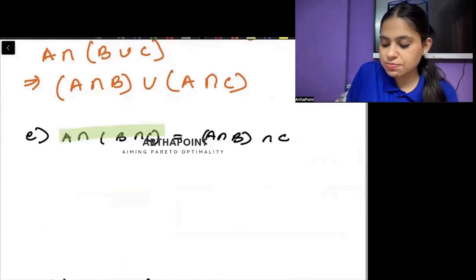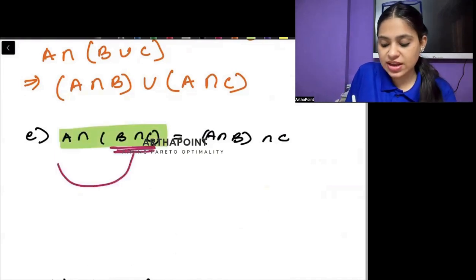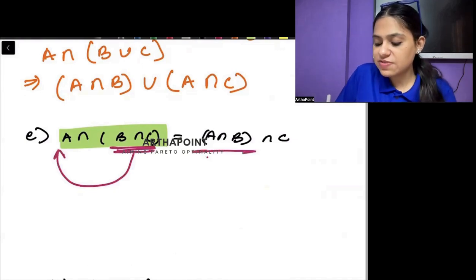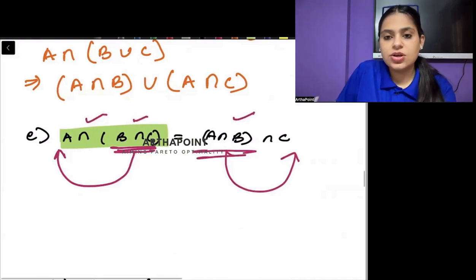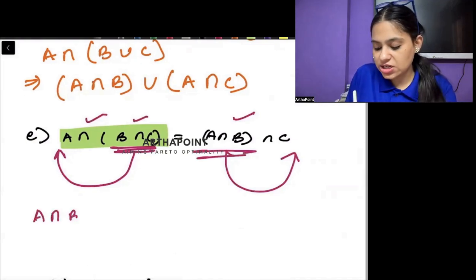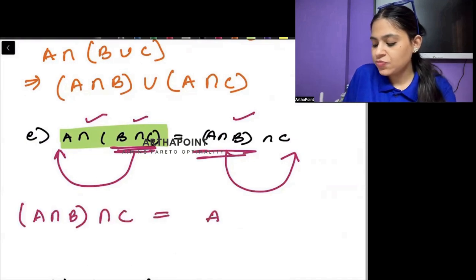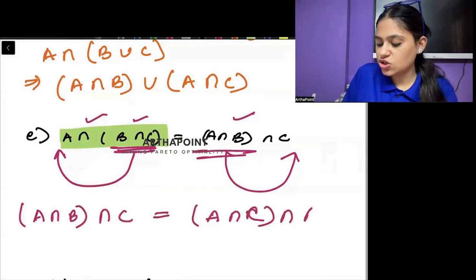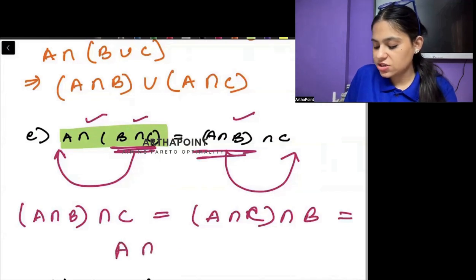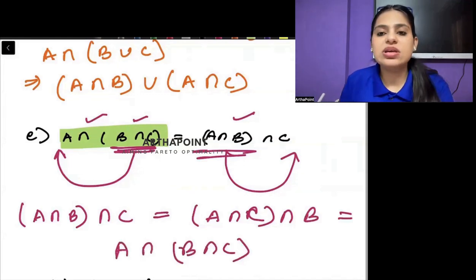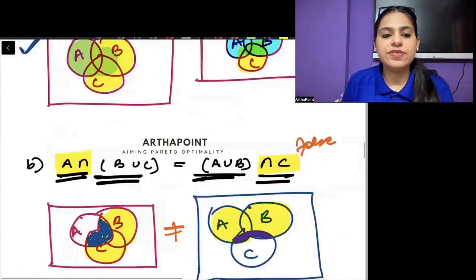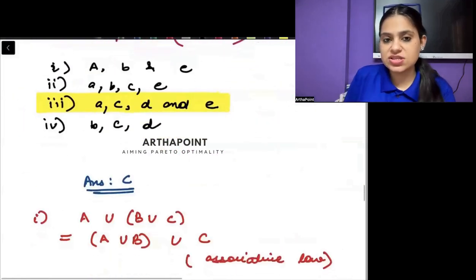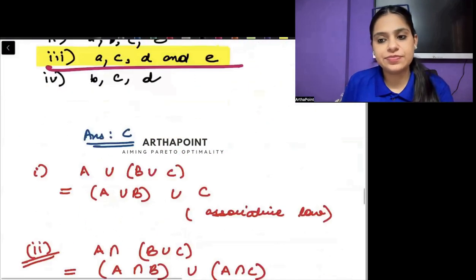Let's come to the E part. A intersection B intersection C. So, pehle main B aur C ka intersection karu and then I do an intersection with A. Yeah, first we find intersection of A and B and then with C, it's the same thing. Dono hi intersection hai. So, yes, whether I do A intersection B and then its intersection with C, or A intersection C and then its intersection with B, or A intersection B intersection C, all three mean the same thing. So this is correct, right? So the only incorrect option we could find was B, right? So answer will be A, B, D and E, right?